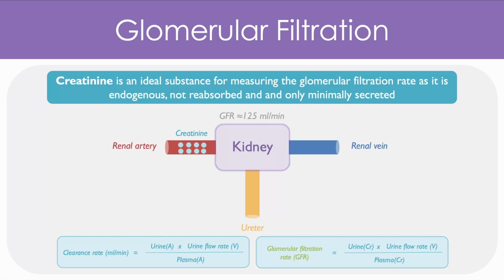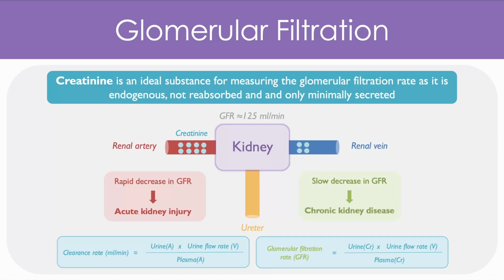GFR is a useful calculation to work out how well the kidneys are functioning, and if we have a sudden decline in GFR, this will probably point towards an acute kidney injury. If the decrease in GFR is more gradual over months or years, then this may represent a chronic kidney disease, and we'll discuss both of these topics in different videos.